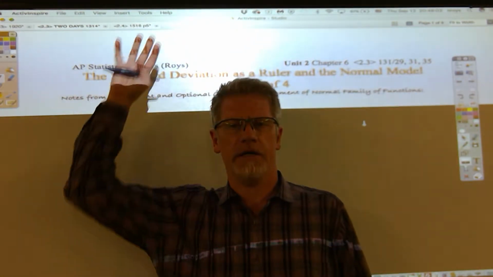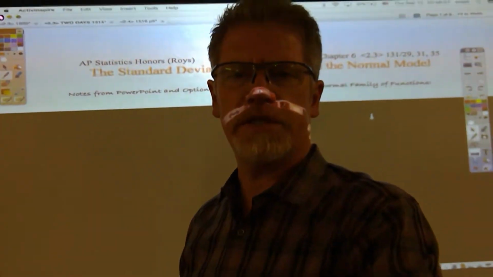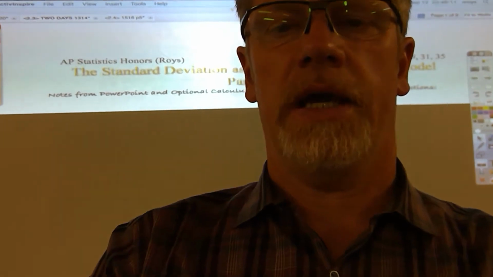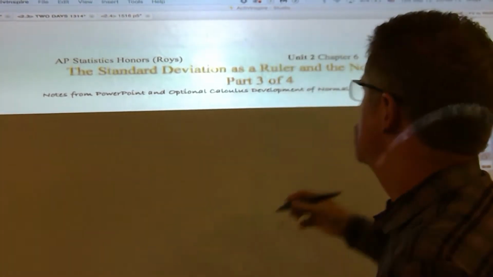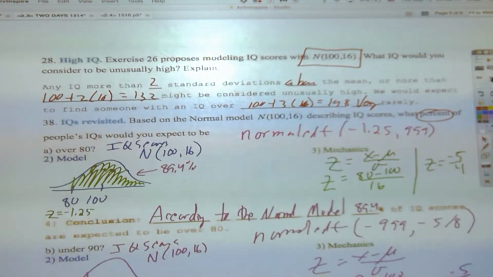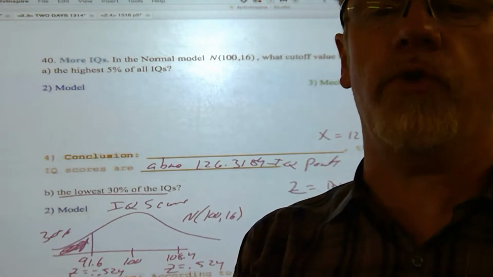Wow, that glare is pretty strong. Here, let me tilt it down a little bit, see if that'll work. Now, we finished up this page, and where we want to pick it up is on problem 40.